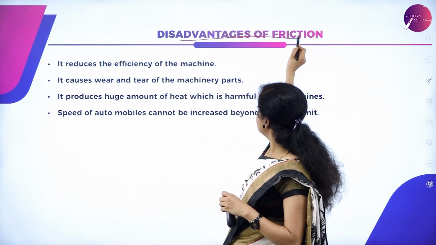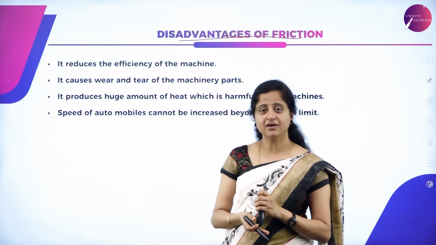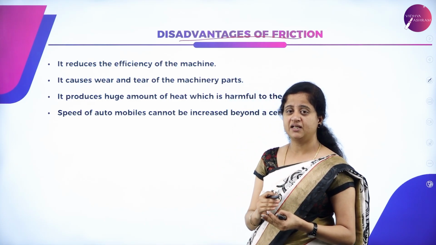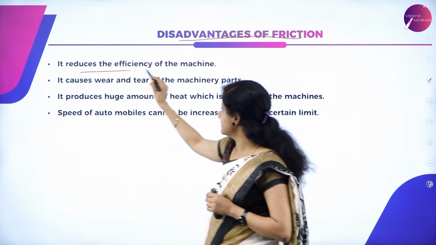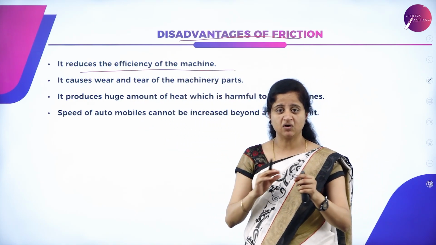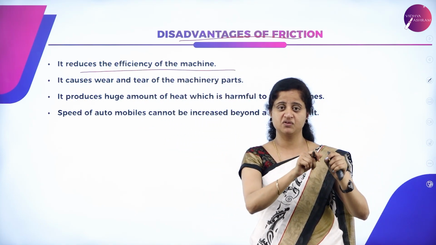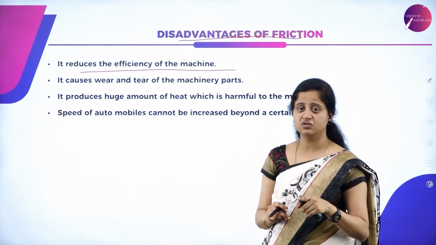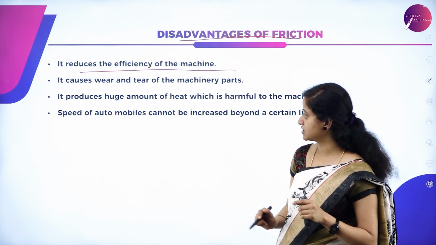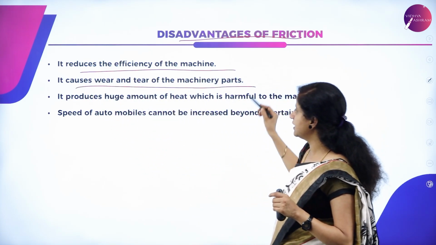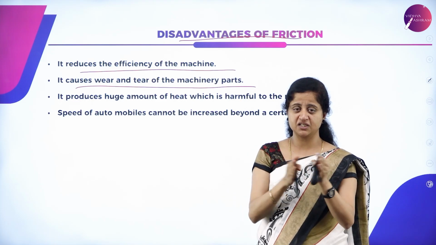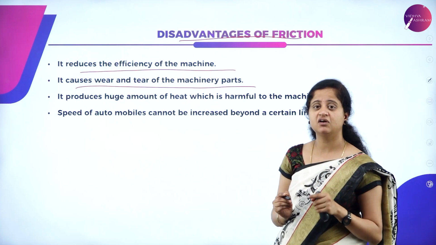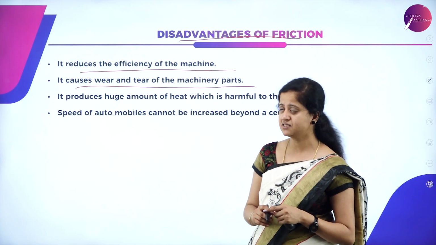Next, what are the disadvantages of friction? These are the advantages we have studied so far. Let us now see what the disadvantages or the limitations are. It reduces the efficiency of the machine. Because of the friction that exists between the screws or nuts and bolts in the machine, the efficiency of the machine will be reduced. That is one of the major drawbacks of friction, and it causes wear and tear of machinery parts. Because of friction, the rubbing of parts inside the machine causes wear and tear, which again causes major damage, one of the greatest drawbacks.